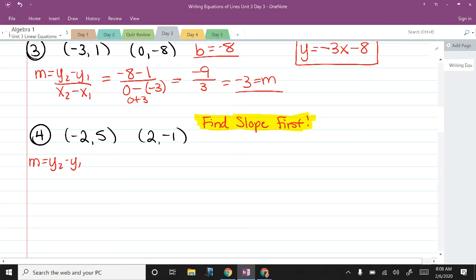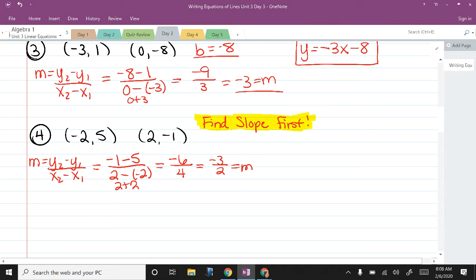Very good. What is y2? Minus, over, minus, negative 2. What is negative 1 minus 5? And 2 minus negative 2, I'll get it right in a minute, is 2 plus 2, right? Which is 4. And what is negative 6 over 4 reduced to? Negative 3 over 2. Is that okay with everybody?